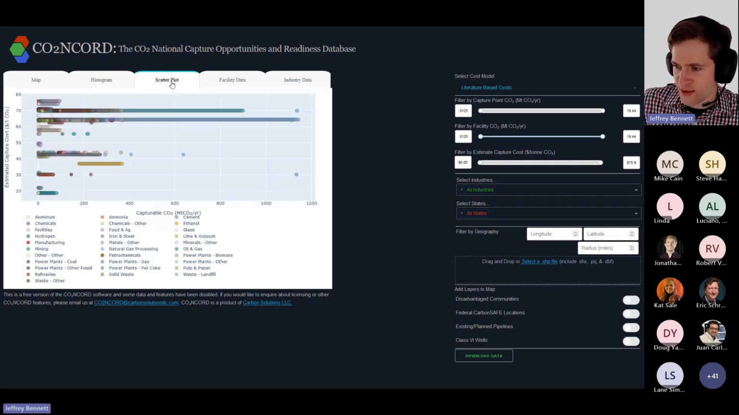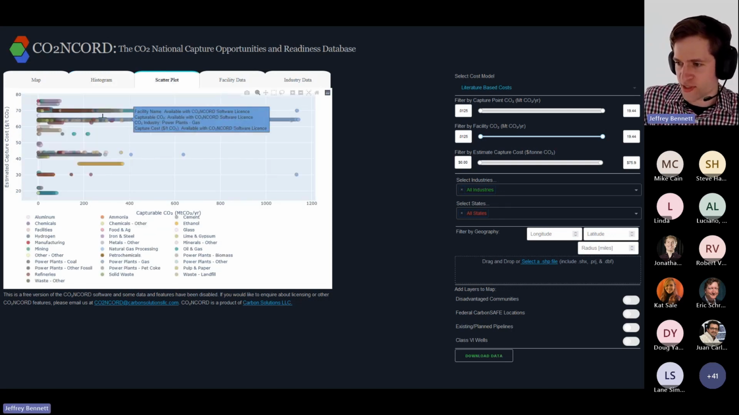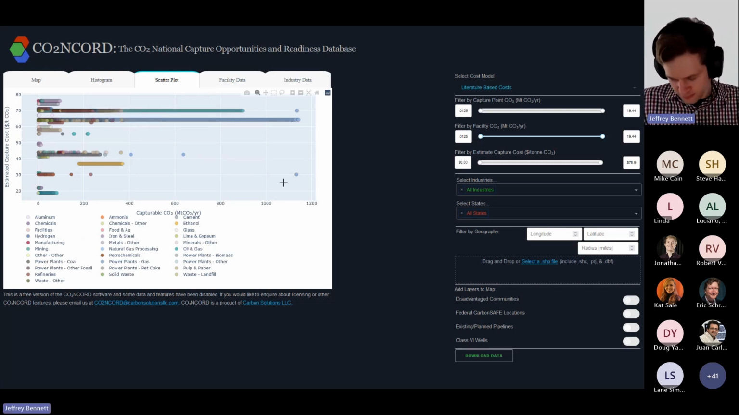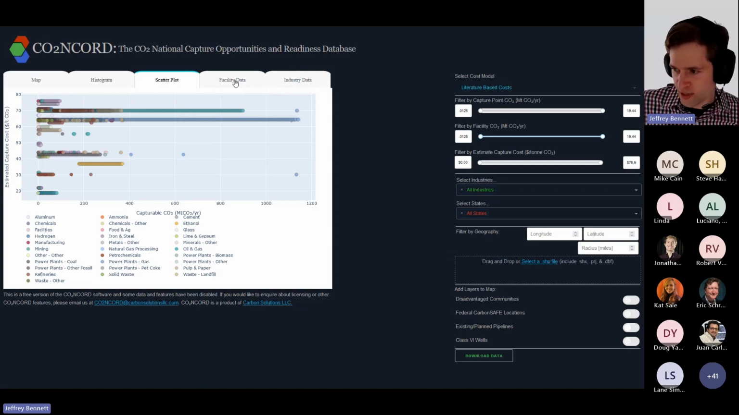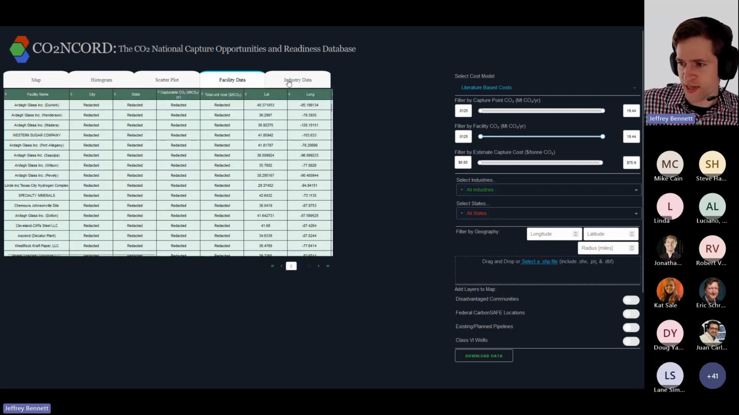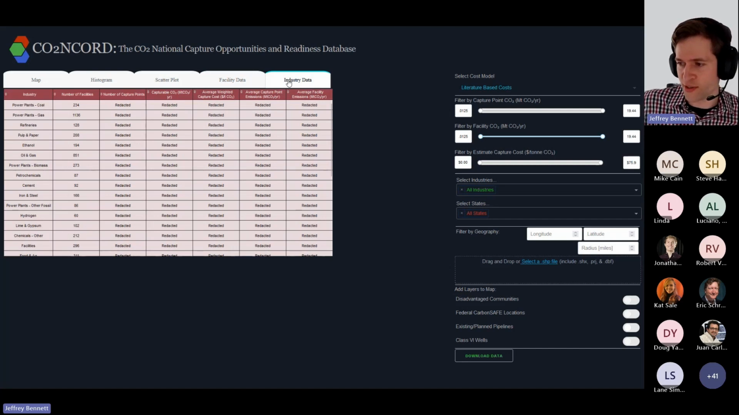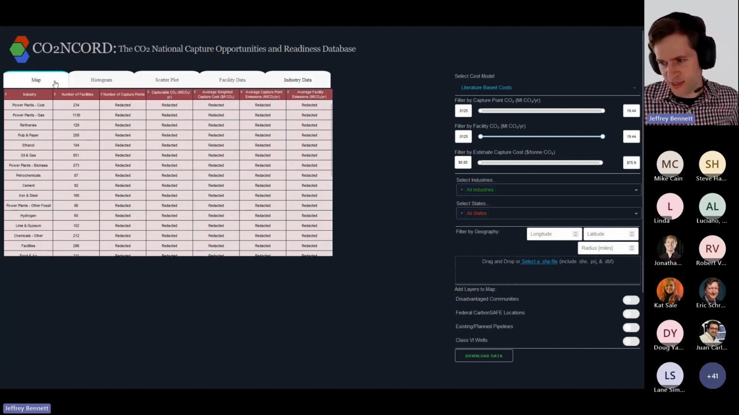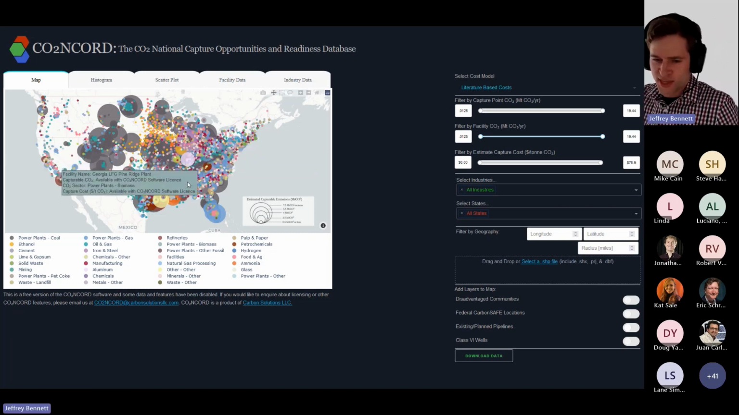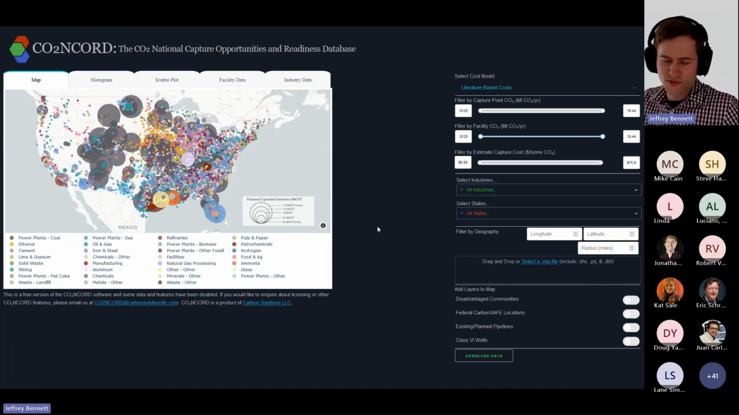You can go to the scatter plot tab where you show the amount of CO2 versus the different capture opportunities. So for the literature-based approach, which is what is being shown right here, each industry has a fixed cost, but in the cost model approach, which is what Kat will be showing later, the cost varies as the amount of CO2 capture varies, as well as other factors, but that is one of the main considerations. You can also go to the facility data or the industry tab and get more tabular information about all the different facilities being shown. So this is just a way of seeing the information, but then let's do a quick example of what if you want to use this for analysis.